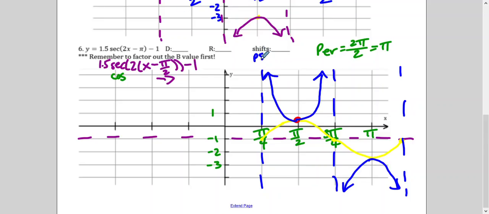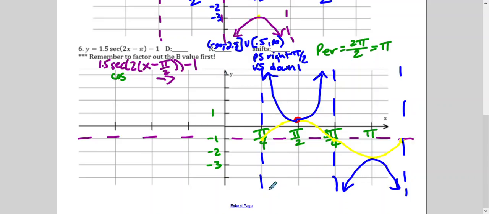So phase shift right pi over 2, and then I'm going to have a vertical shift down 1. Those are my shifts. My range is negative infinity up to, let's see, it looks like negative 2.5, and then 0.5 to infinity.